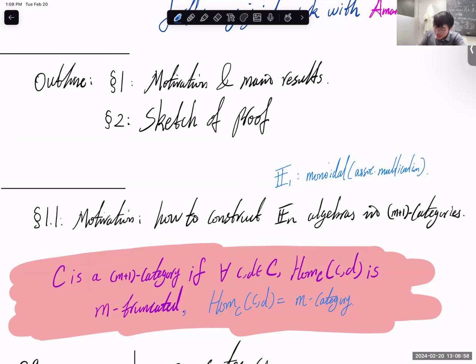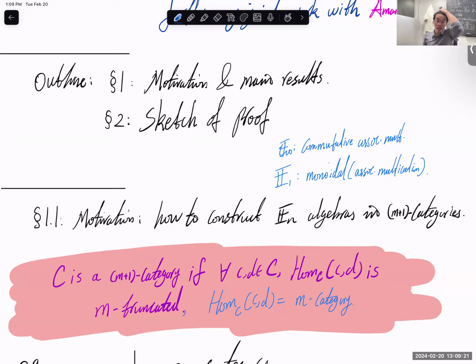Okay. And on the other hand, we also have E infinity, which is commutative associative multiplication. And in classical algebra theory, those are kind of your only two options, right? If you have an associative algebra, you can just ask if it's commutative. That's a yes or no question.